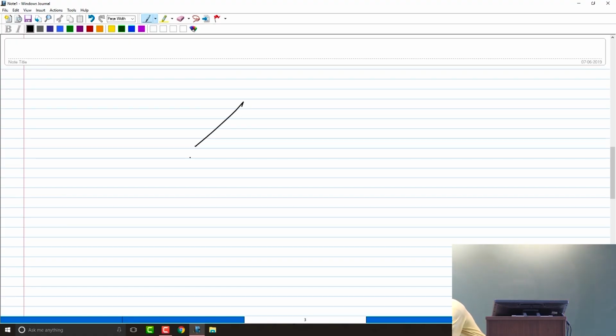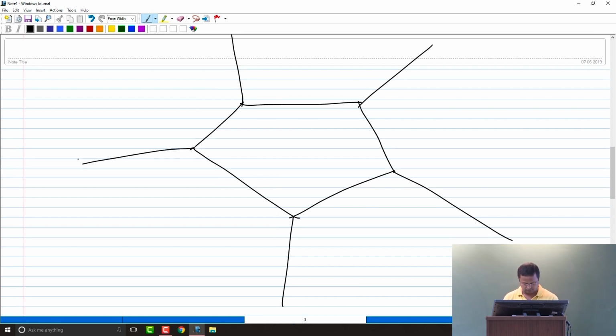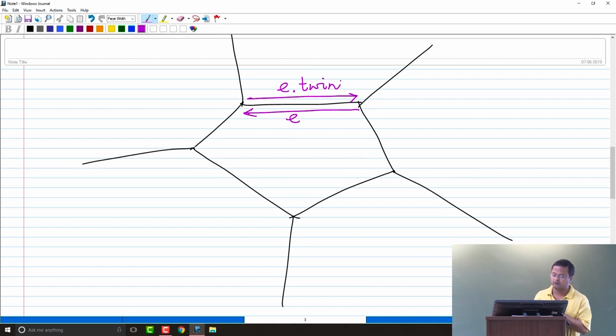So, when I am on an edge, I should know its succeeding edge and its preceding edge. So, those sort of pointers should be there. What I now do is I look at a face and I keep the bounding edges there. So this was my E, this was E dot twin, okay.